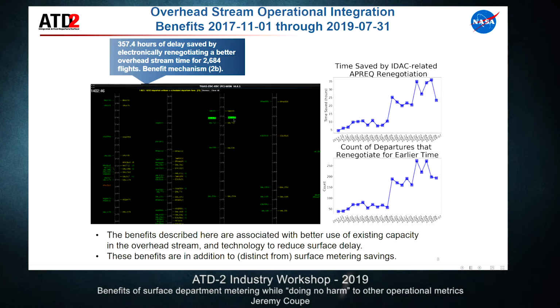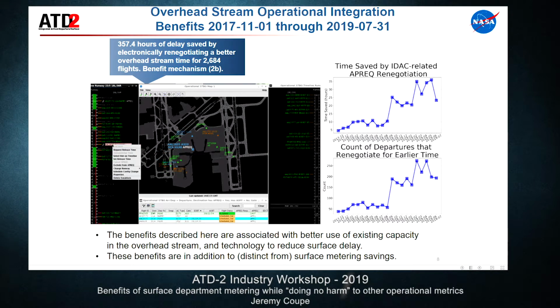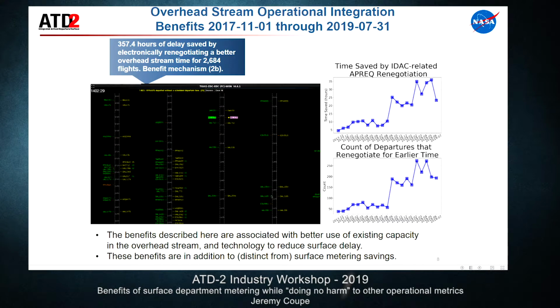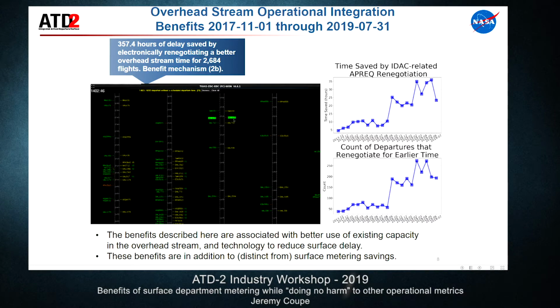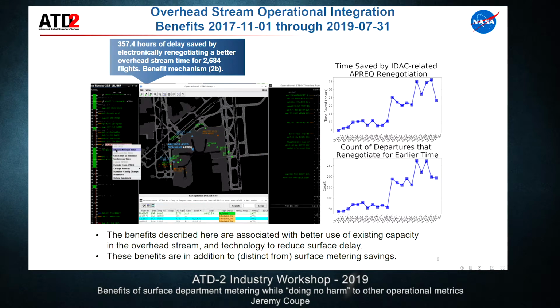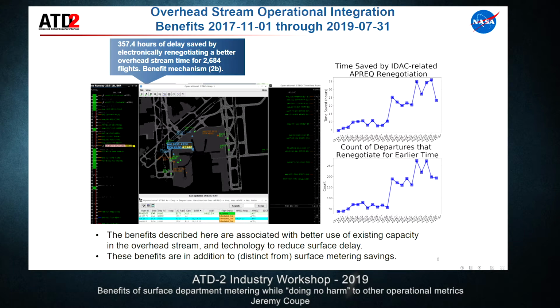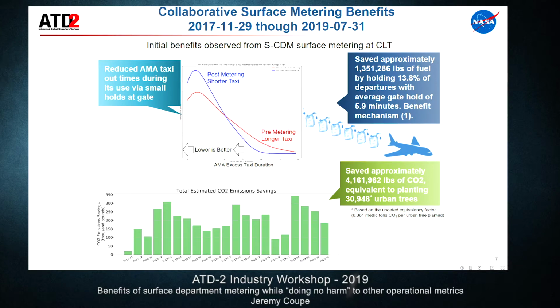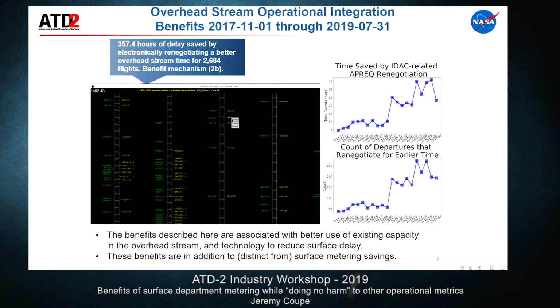So this is the count, and then this is the time saved in hours. And you can see here that we hover between 20 to 35 hours per month of delay that we're saving by renegotiating those slots in the overhead stream. I think we're very excited about this. And what's really interesting is these benefits are all distinct. If an aircraft is subject to surface metering and showed up in this slide, it's not going to show up in this slide. And so these are distinct benefits that the surface system is providing.